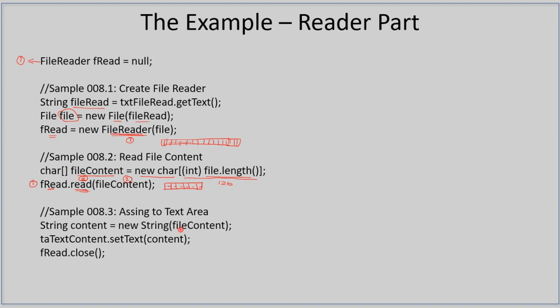So now we have a character array filled with file content. Next we construct a string out of this character array file content. Now the string content is ready. That means whatever is in the file is now available to our code in the form of a string. The next thing we do is, we have the text area component, right? TA text content. We make a call to setText and we pass the string content. After this we just close our file reader object.